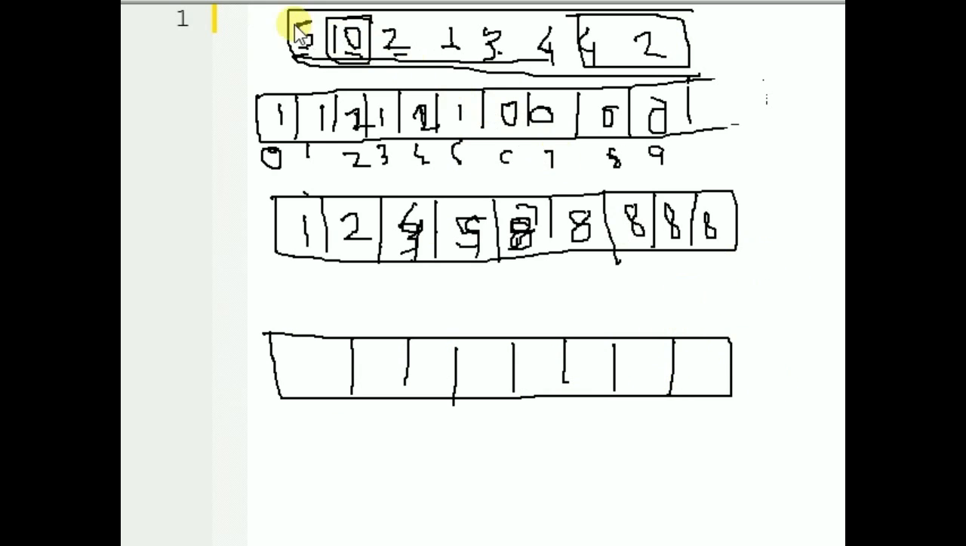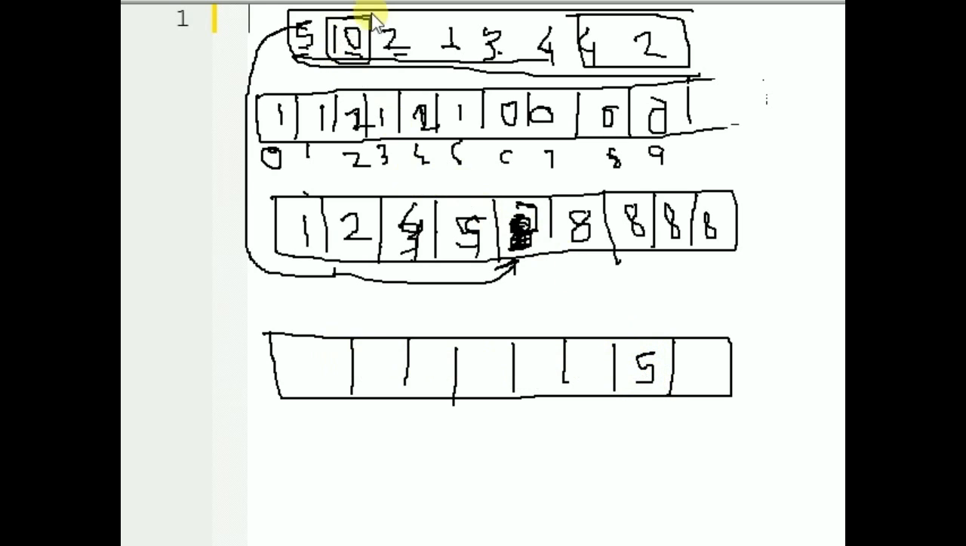Now 5 mod 10 means it's 5 here. So if you find this 5 in this array, it's 7 here, as you can see. It's not 8, it's 7 here. Okay, 7. So it's 7 minus 1, 6, the sixth index: 0 1 2 3 4 5 6. So 5 would come here.